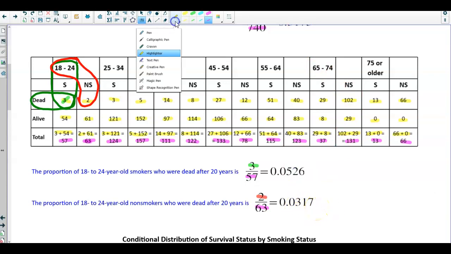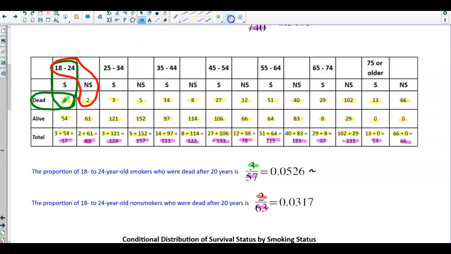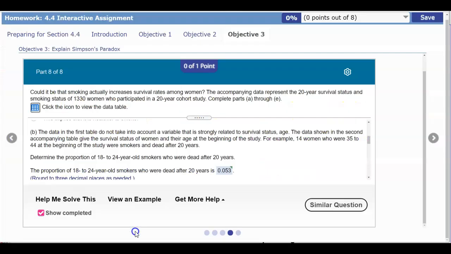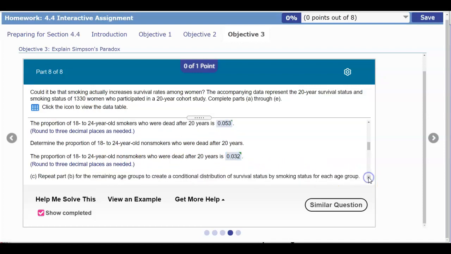0.0317. So now what we're going to do is round both of those to 3 decimal places. So this gives us 0.053, and this gives us 0.032. So let's go ahead and answer those questions. The proportion of 18 to 24-year-old smokers who are dead after 20 years is 0.053. And the proportion of 18 to 24-year-old non-smokers who were dead after 20 years is 0.032.